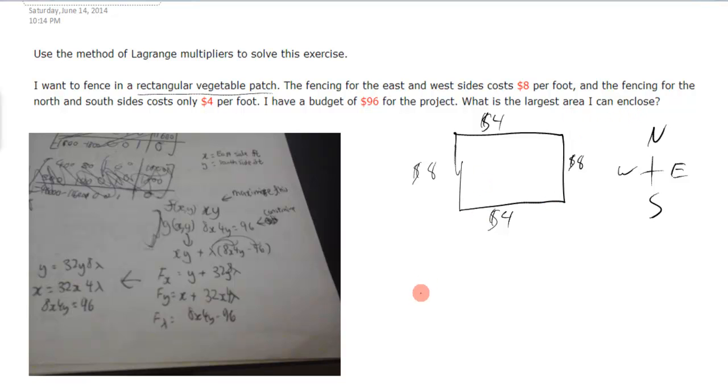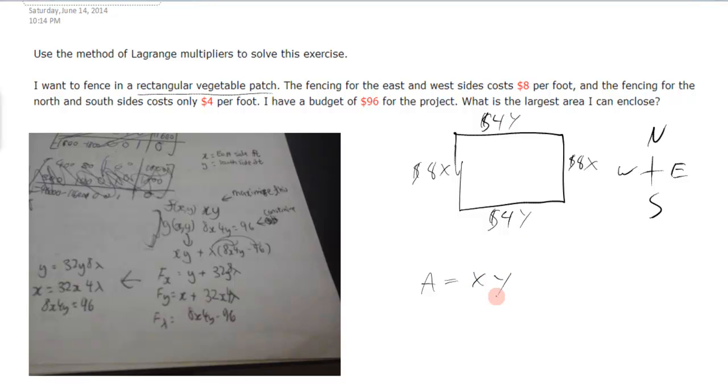Alright, so the formula for the area of a rectangle is length times width, or how you defined it, it looks like you did x is the east. So this would be 8x, 8x, these would be 4y, 4y. So in this case, it would just be x times y.